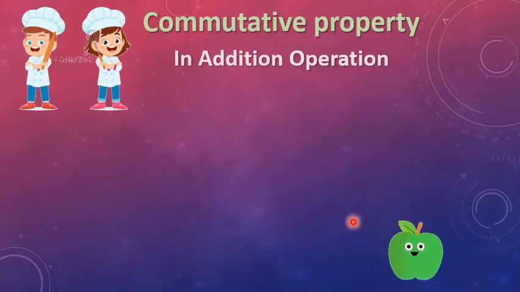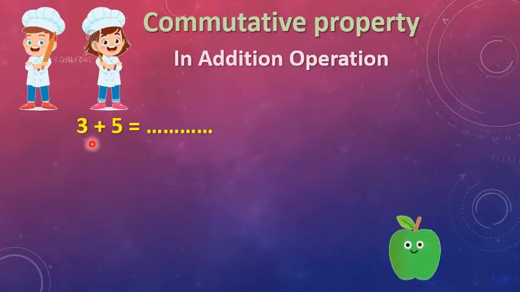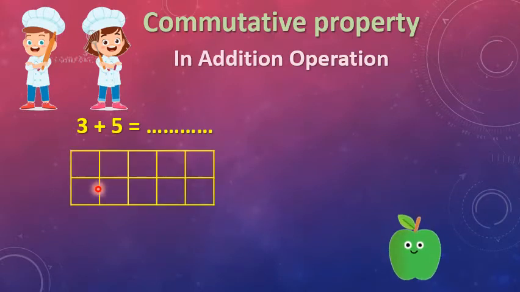Commutative property in addition operation, to remember it, we need to use some examples. In this example, we have 3 plus 5 equals what? If we use our ten frame, it will be like this: 3 in the first row and 5 in the second row. Then the number of all dots will be 8.